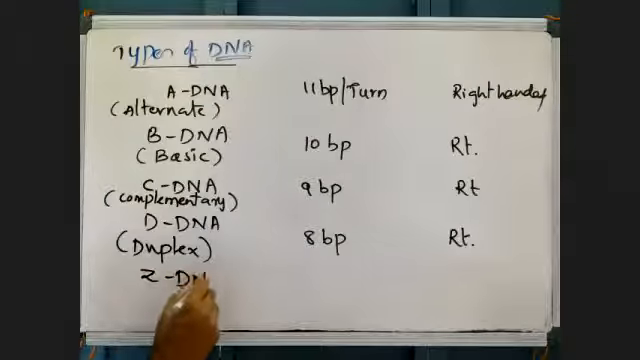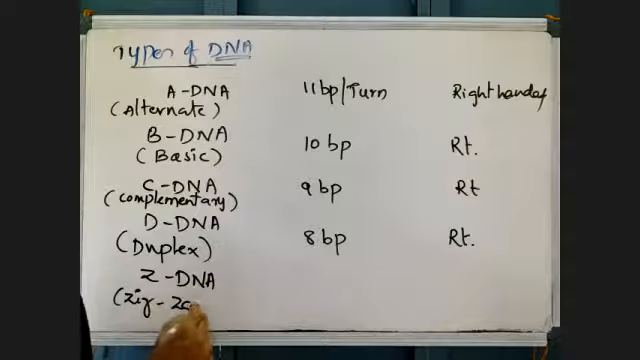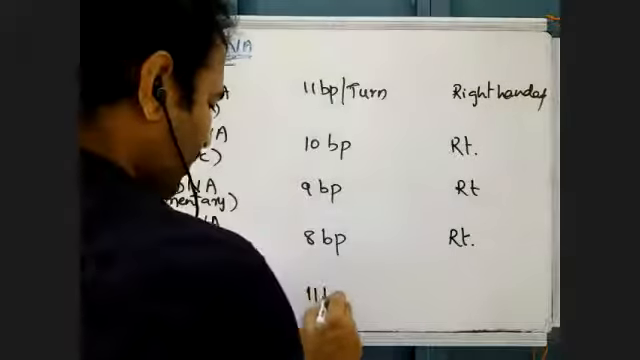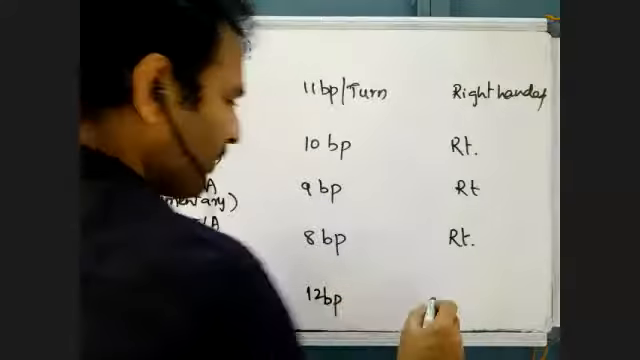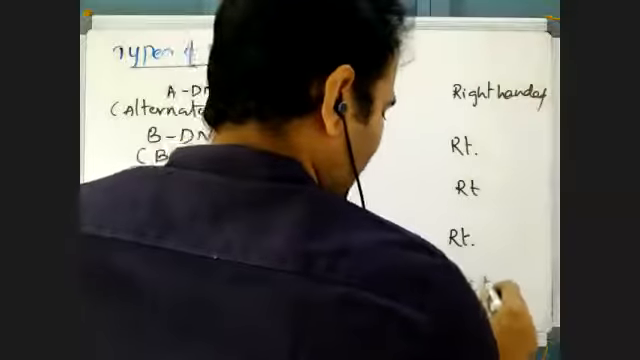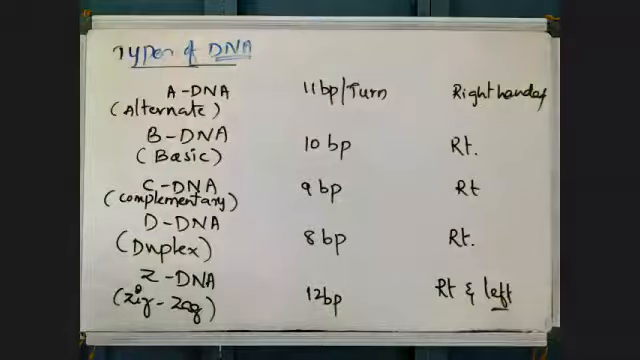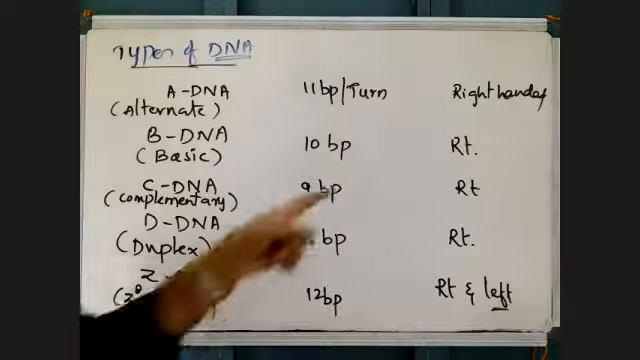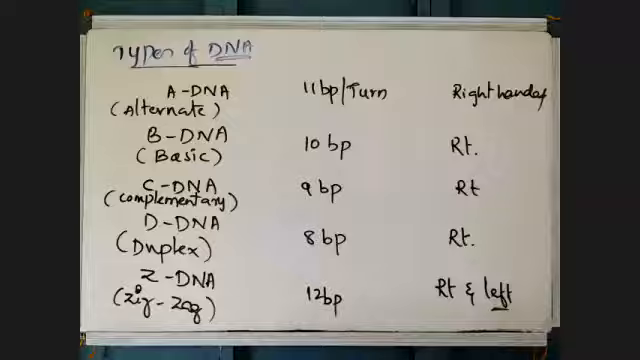zDNA is there. This zDNA stands for zigzag DNA. Zigzag DNA has 12 base pairs. Both right and left-handed structures are present. These are types of DNA molecules based on the type of helix and the number of base pairs per each repeat.